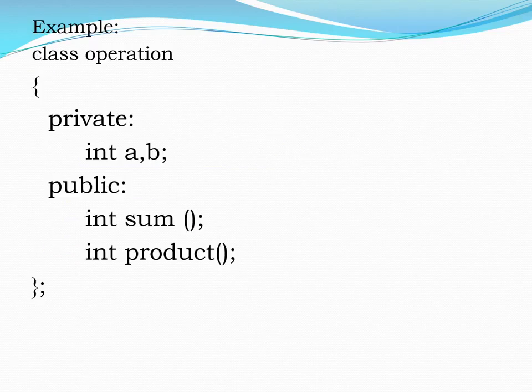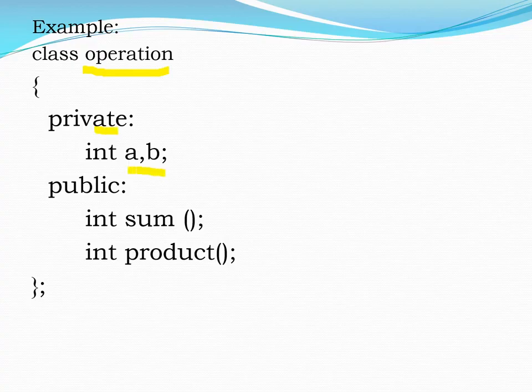Here we have a small example of defining a function outside the class. In this example, we are going to take two operations: sum of two numbers and product of two numbers. So I'm going to create a class called operation. In this class operation, I have two data members, A and B, which are declared inside the private section.